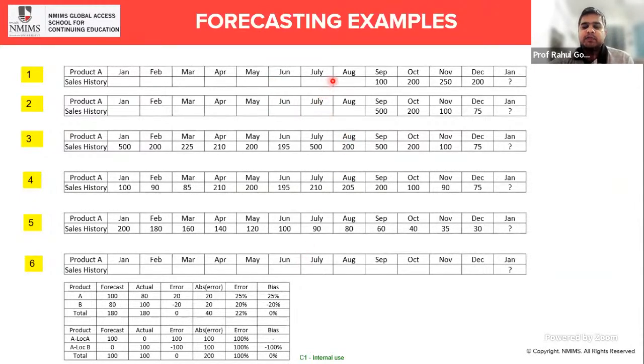So this is the scenario number 1, wherein there's a product. And these are 12 months, 13 months, Jan to next Jan. And the sales history is given, right? So the sales history of this product is 100, 200, 250, and 200, and now you are being asked what is going to be the sales for Jan period. So you have to forecast for Jan. What will be your estimate? I want to get some quick responses. If you're a forecaster and if you have access to 4 months of historical sales data, in first scenario, what is your estimate going to be for Jan?